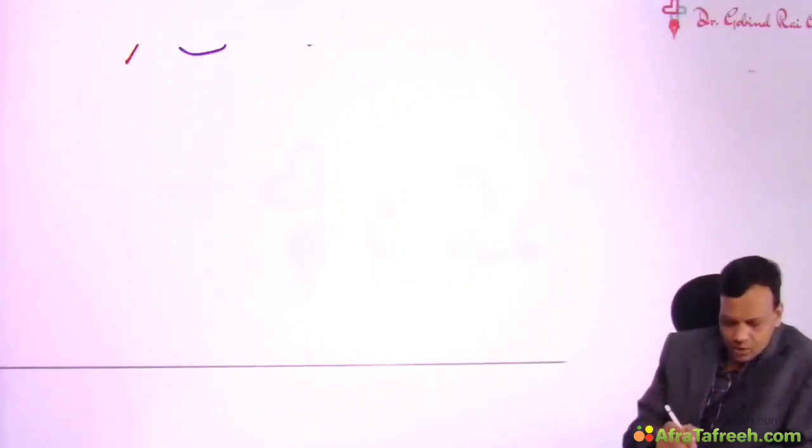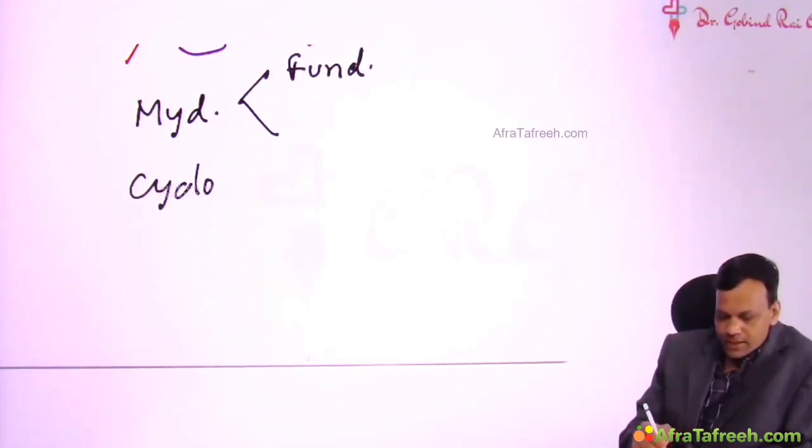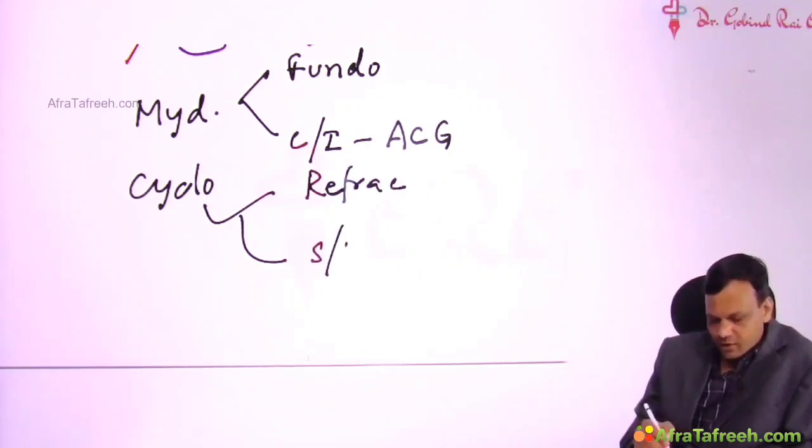Now revising the action of anticholinergic drugs in the eye. In the eye, they cause two actions. One is mydriasis, second is cycloplegia. The advantage of mydriasis is we can do fundoscopy. But the disadvantage is it makes them contraindicated in angle closure glaucoma. Similarly, the advantage of cycloplegia is we can do refraction testing, but it leads to a side effect of blurred vision. This is all we need to know in the eye.